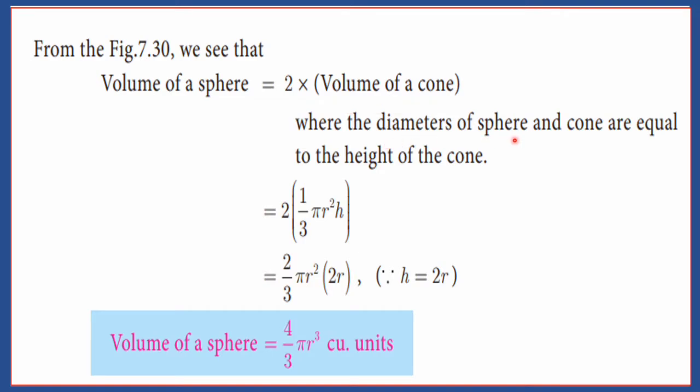The diameters of sphere and cone are equal to the height of the cone. That means height is twice the radius of the sphere and cone. Height equal to 2r. Diameter is nothing but 2 into radius. So height of the cone equal to 2 into r. Volume of cone 1 by 3 pi r square h. 2 into 1 by 3, 2 by 3 pi r square. We replace this h by 2r. So 2 2s are 4 by 3 pi r square into r, r cube. Volume of a sphere equal to 4 by 3 pi r cube cubic units.